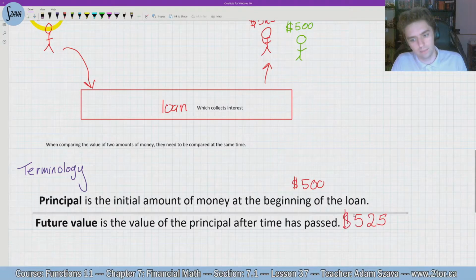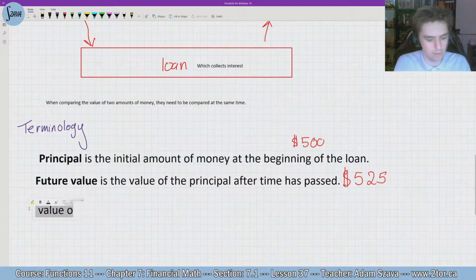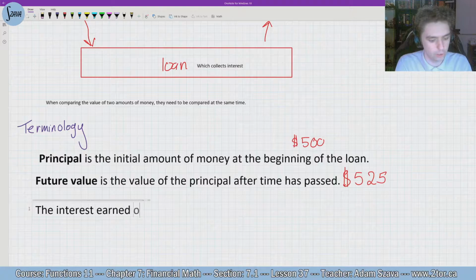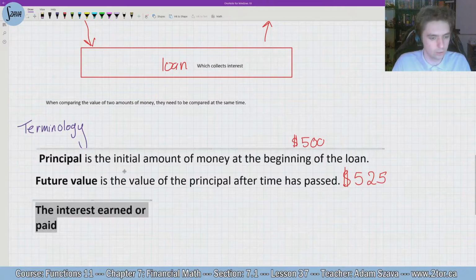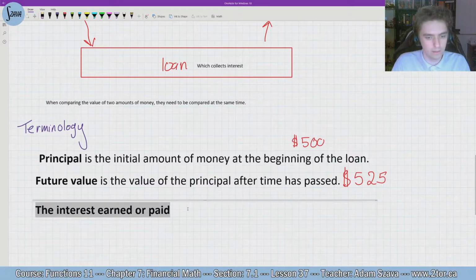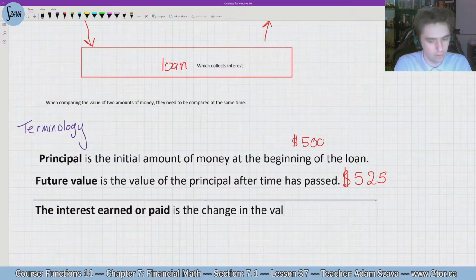Right, there we go. Okay, so then we have our next piece of terminology, which is the interest paid. So the interest, earned or paid, which is the whole term that I'm going for here, is the change in the value of the principal.